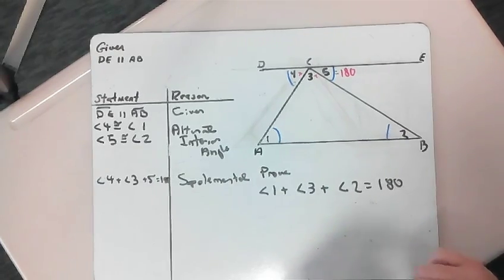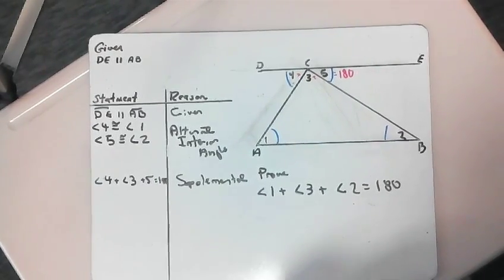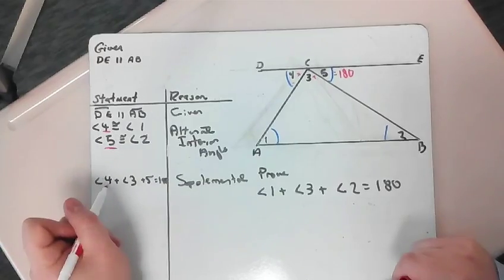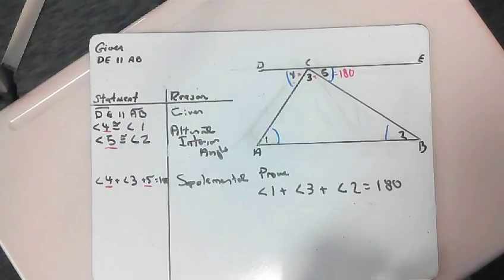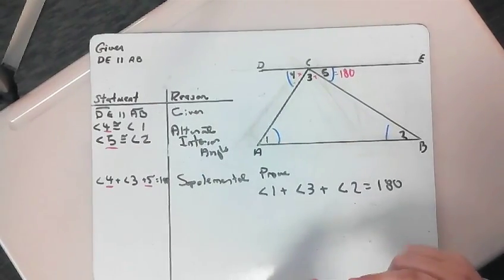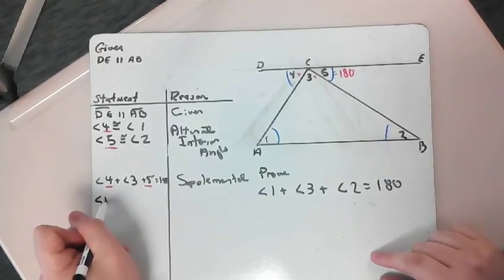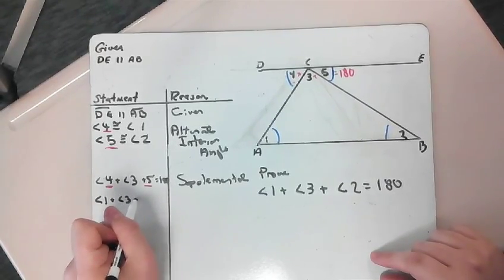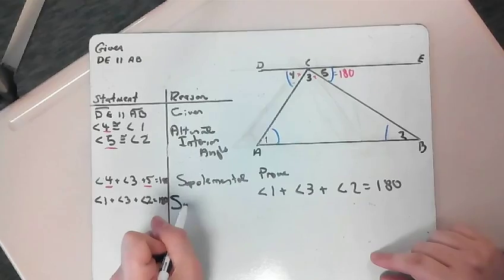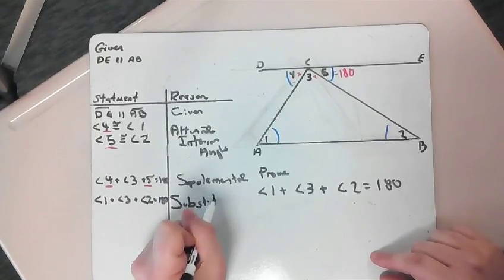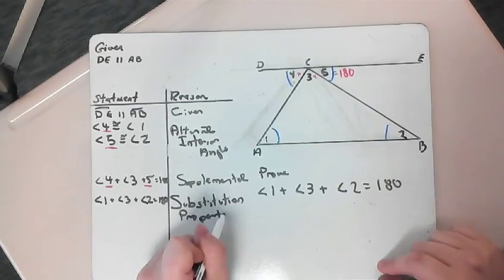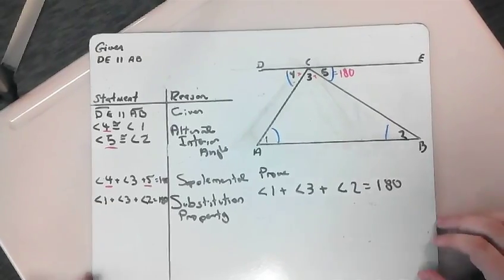Now, we've had this discussion before. This angle is congruent to angle 1, and this angle is congruent to angle 2. There's angle 4 and angle 5. Since these two angles are congruent to those two angles, I could actually substitute them. So angle 1 plus angle 3 plus angle 2 equals 180 degrees, and that is because of the substitution property. And that, folks, is a proof why these triangles all add up to 180 degrees.